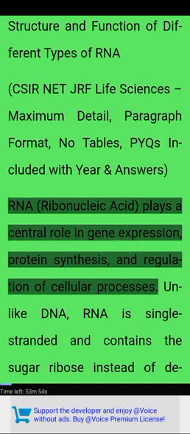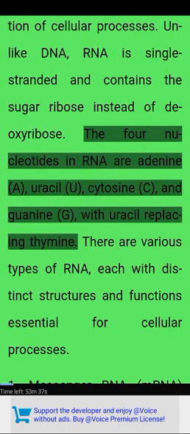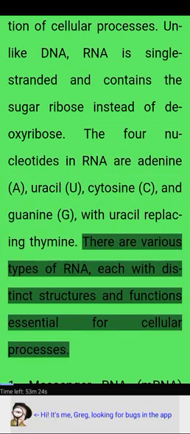RNA, ribonucleic acid, plays a central role in gene expression, protein synthesis, and regulation of cellular processes. Unlike DNA, RNA is single-stranded and contains the sugar ribose instead of deoxyribose. The four nucleotides in RNA are adenine A, uracil U, cytosine C, and guanine G, with uracil replacing thymine. There are various types of RNA, each with distinct structures and functions essential for cellular processes.